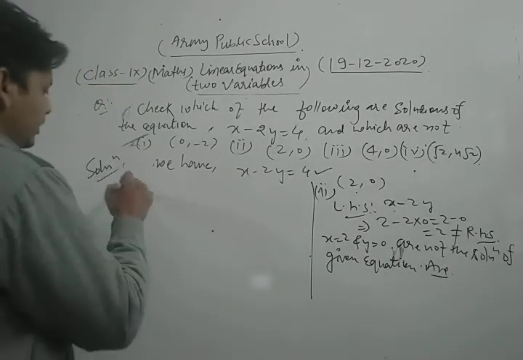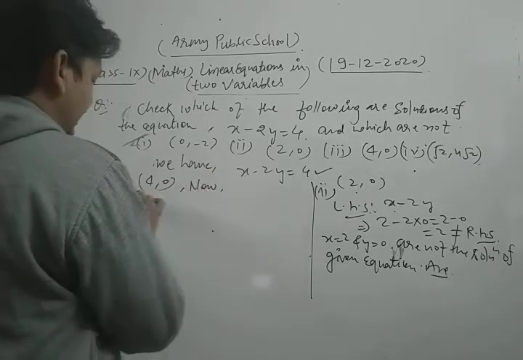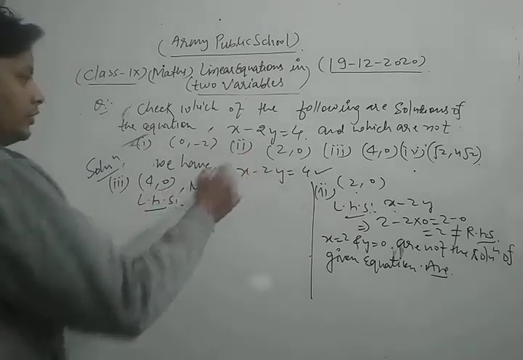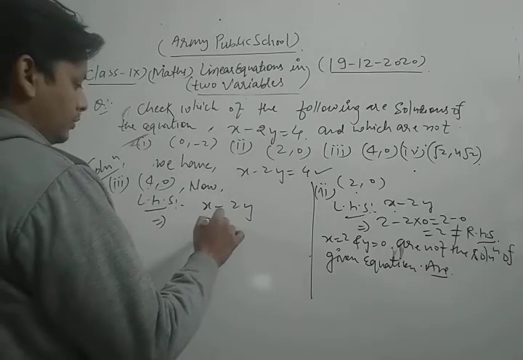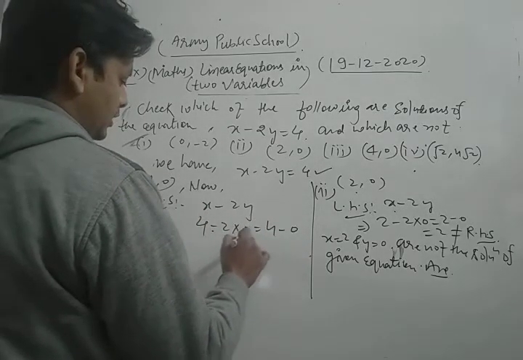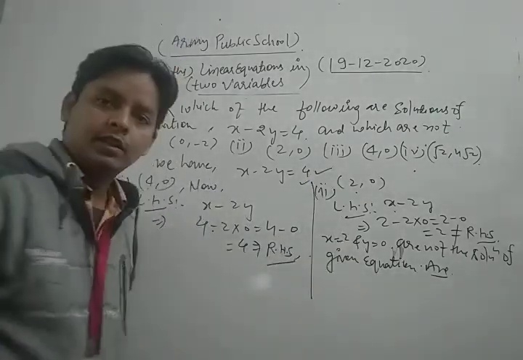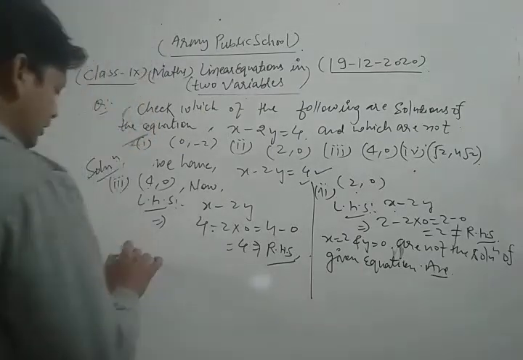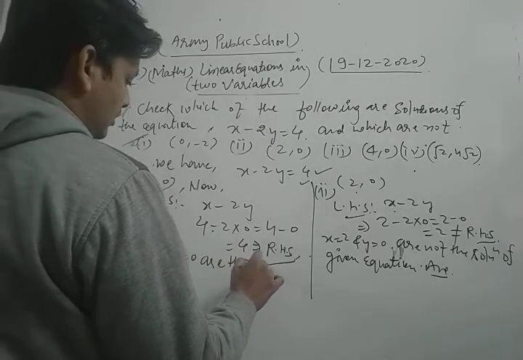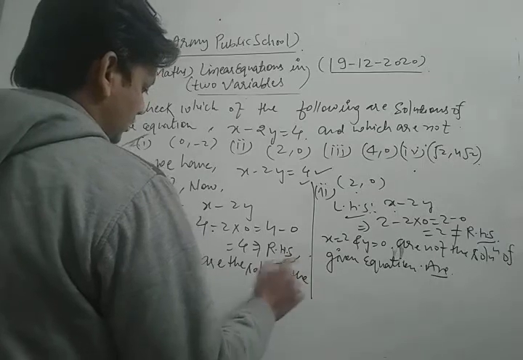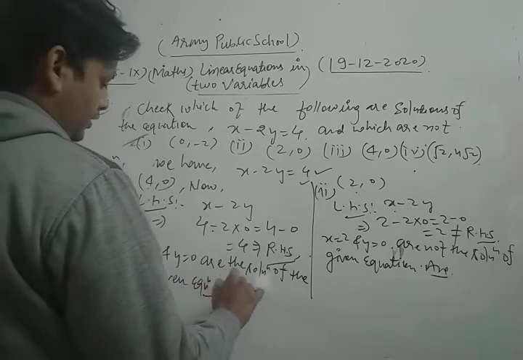Let's see our third pair of values as what? 4, 0. Now take LHS, the left hand side, which is x minus 2y. Now we put x is equal to 4 and y is equal to 0. This is 4 minus 2 into 0, that is 4 minus 0, that is 4, which is equal to the right hand side, RHS. This is 4. Thus in this way we can say that x is equal to 4 and y is equal to 0 are the solution of the given equation.